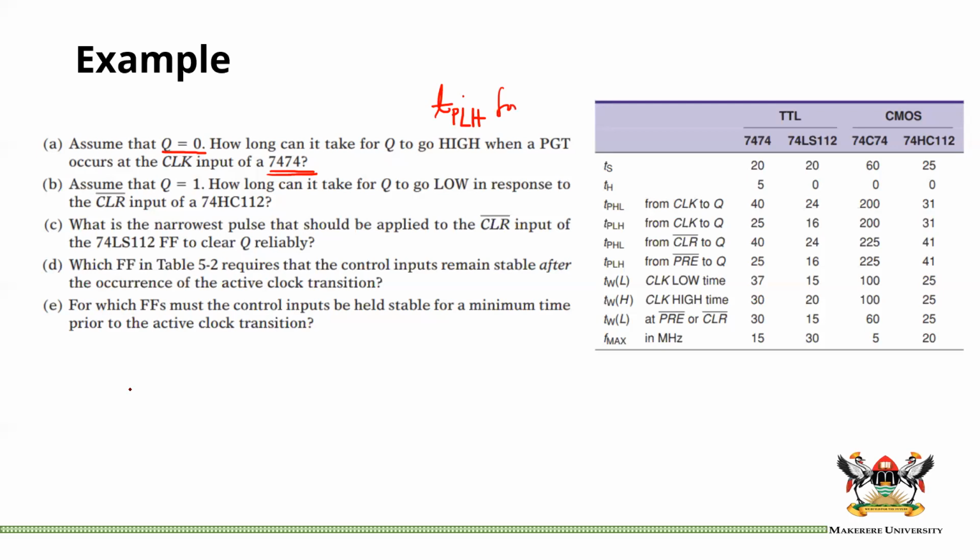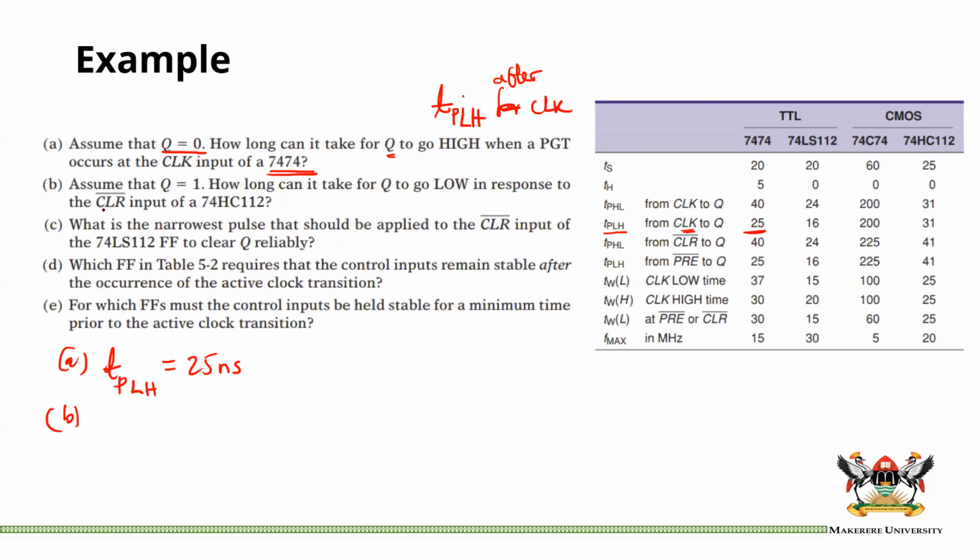So A will be the propagation delay from low to high, because they are asking how long it can take Q, the output, to go high. That means it was low, so it is going high when a PGT occurs. So that is TP low to high from the clock. It is 25 nanoseconds, I believe.